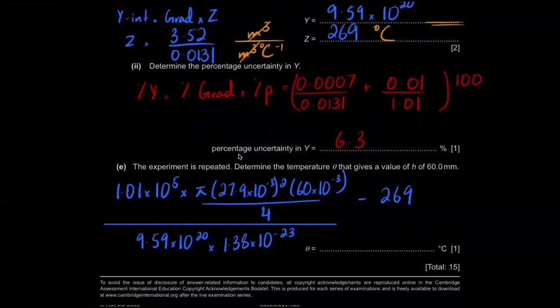Minus the Z, 269. So this turns out to be 10.94. So I can write this as 10.9. Again, in keeping with all that I've written in 3SF.